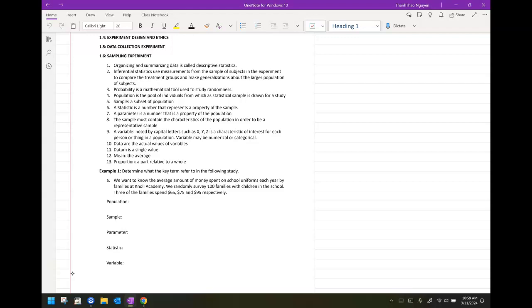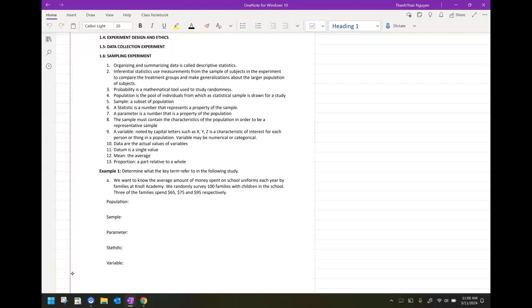A variable, noted by a capital letter such as X, Y, Z, is the characteristic of interest for each person or thing in the population. A variable may be numerical or categorical. Data are the actual values of the variable. A datum is a single value. Mean is the average. Proportion is a part that is relative to a whole.